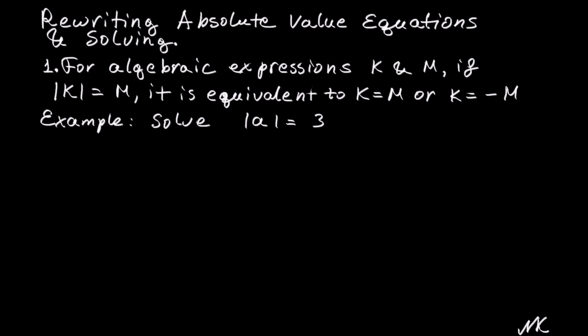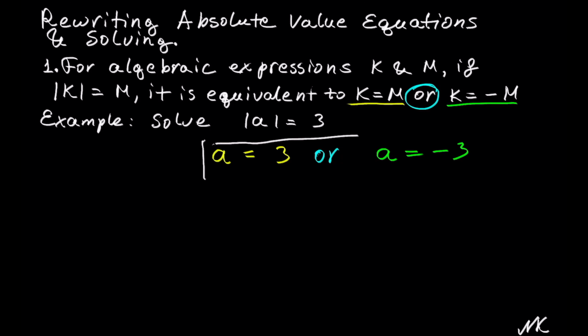So here we have to solve the absolute value of a is equal to 3. Following this property, we can rewrite it as a is equal to 3 as one of our solutions, or, this is very important, the second solution is a can be equal to negative 3. So we just got our two solutions for this very simple absolute value equation.